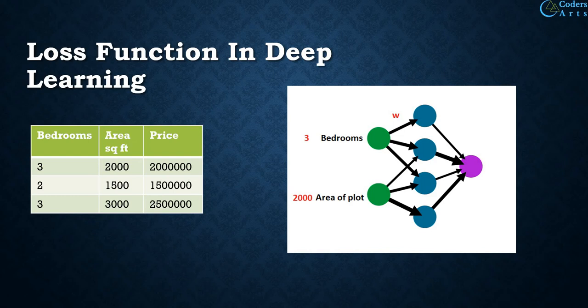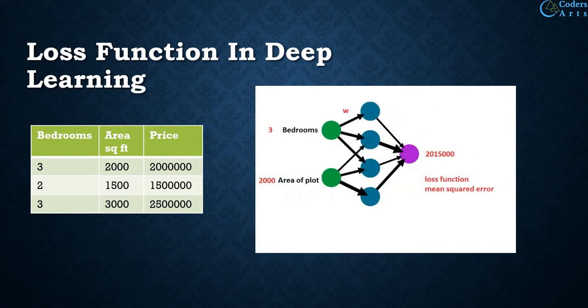Now it does the forward propagation and this neural network tries to predict the price of the house based on the input. Suppose the output of this model is 20,50,000. Now we need to choose the loss function. Suppose here we choose the loss function mean squared error. It calculates the mean squared error, which will tell us how well the algorithm does on the dataset.